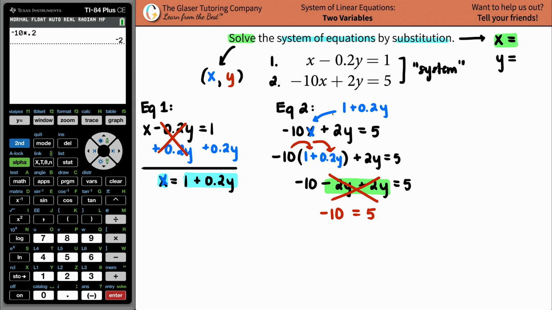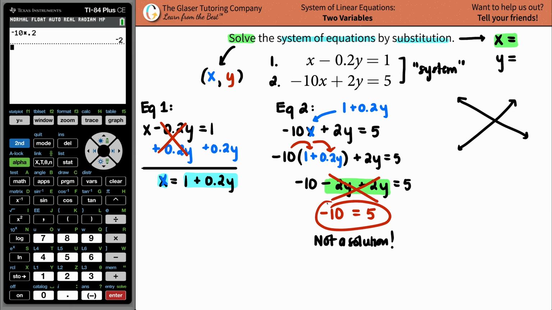But now we're just down to this. Does this make any sense? This doesn't make any sense. So this is not a solution. You lose your variable. But that doesn't mean that we did it incorrectly. The question asked us to solve, and if these two equations were crossing paths, there should be a point that they both have in common. But if I just lost my variable and negative 10 equals 5, that doesn't make any sense. This is a big X. This is a big no-no.